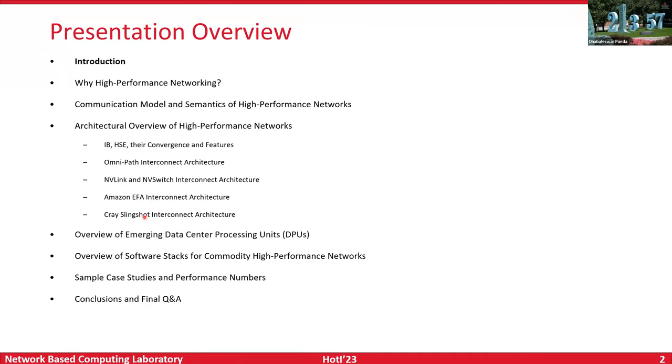So that's what we'll be going over. And then finally, we'll be going over the Cray Slingshot. That is the architecture which is used in the number one system, like the Frontier. Now, these are mostly the interconnects as we are going.